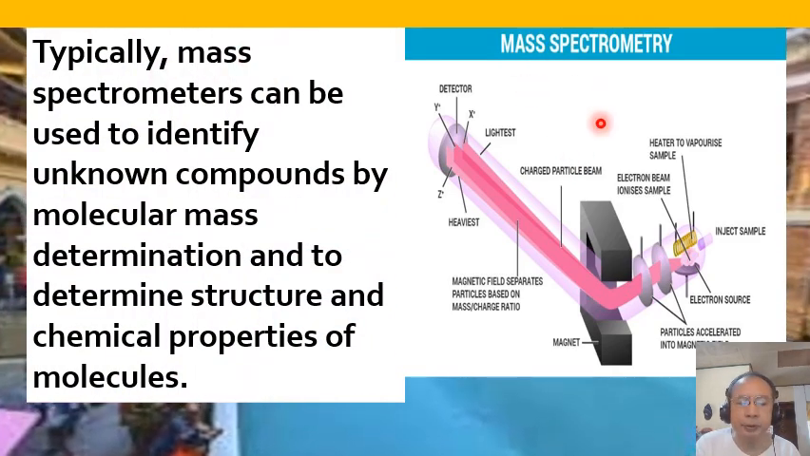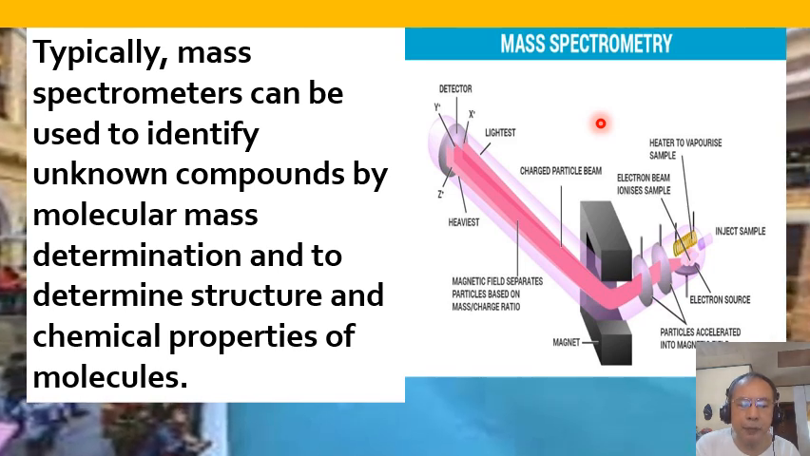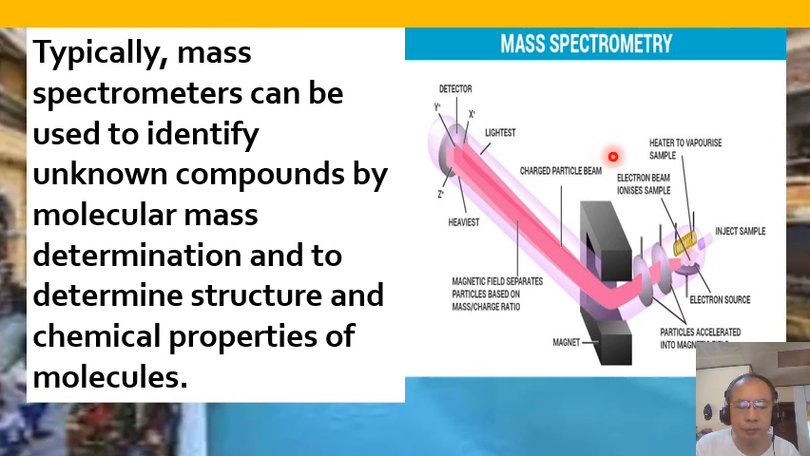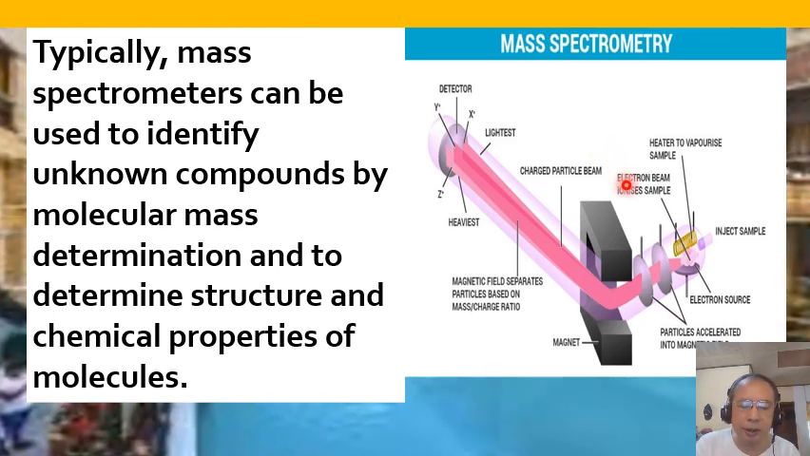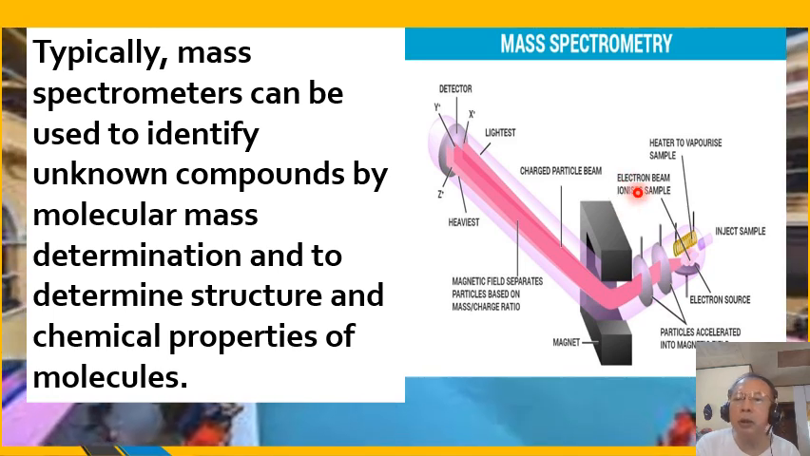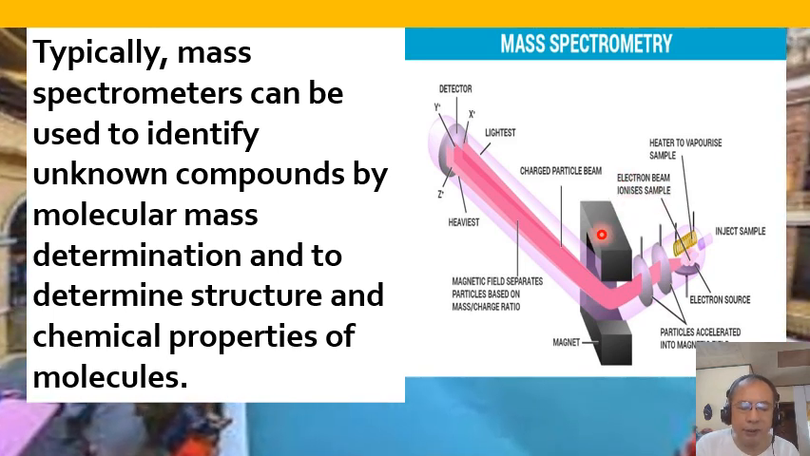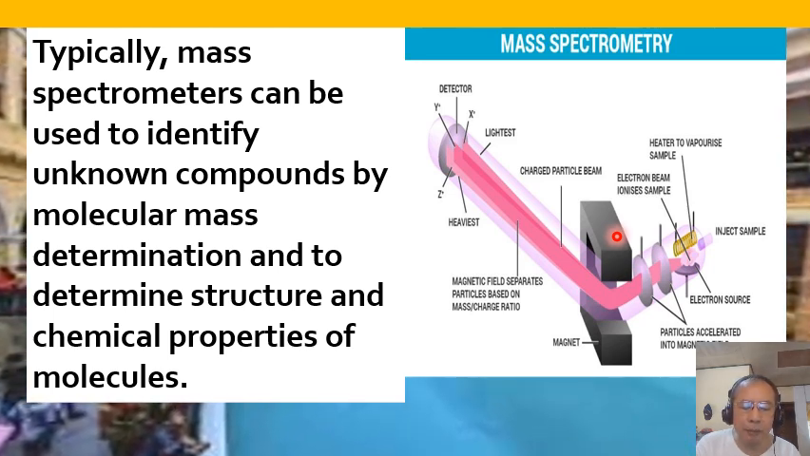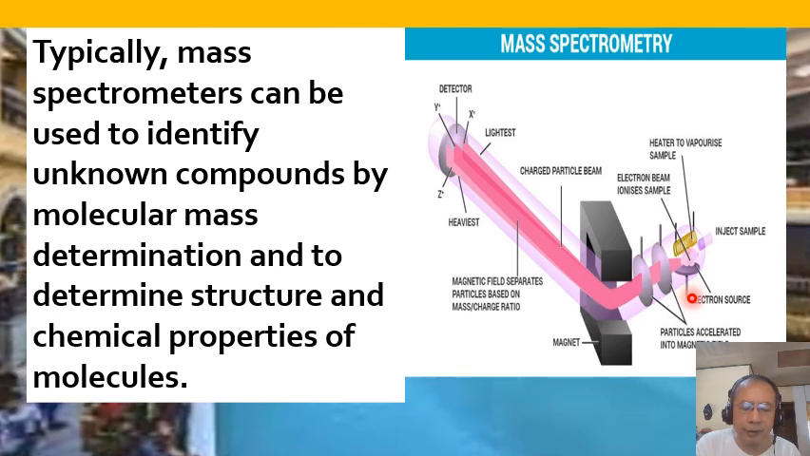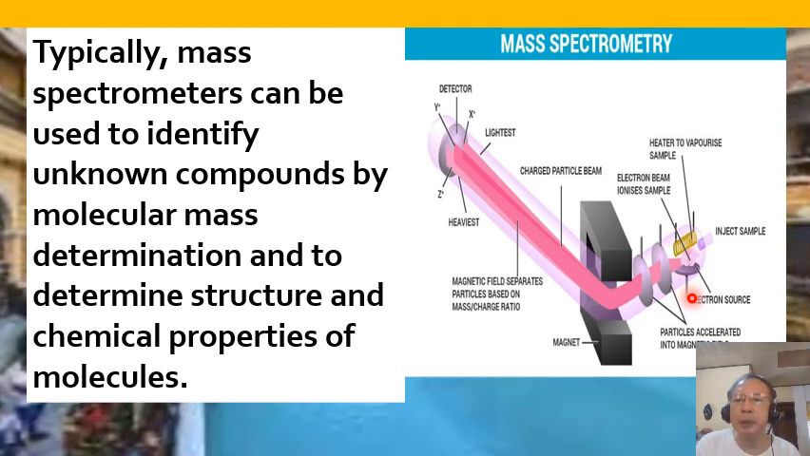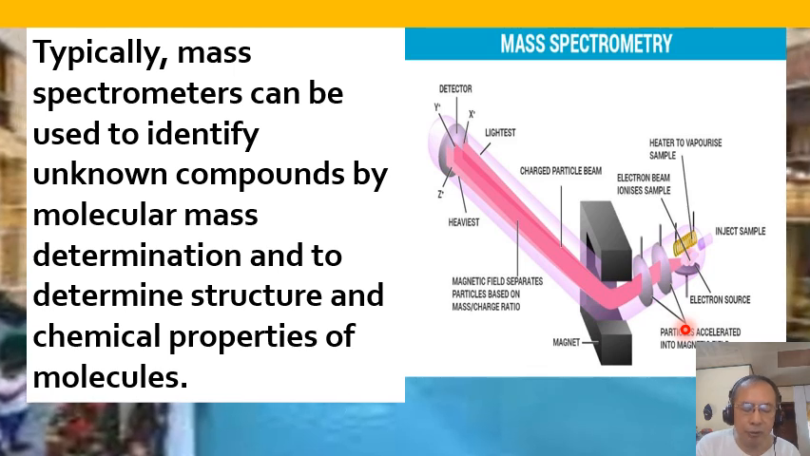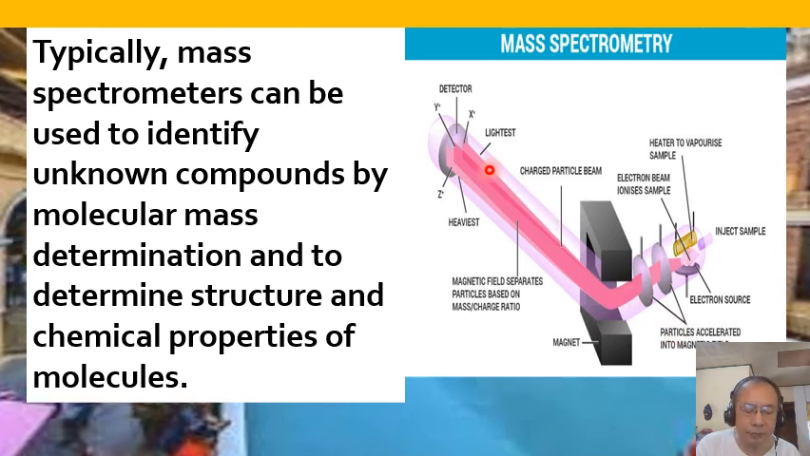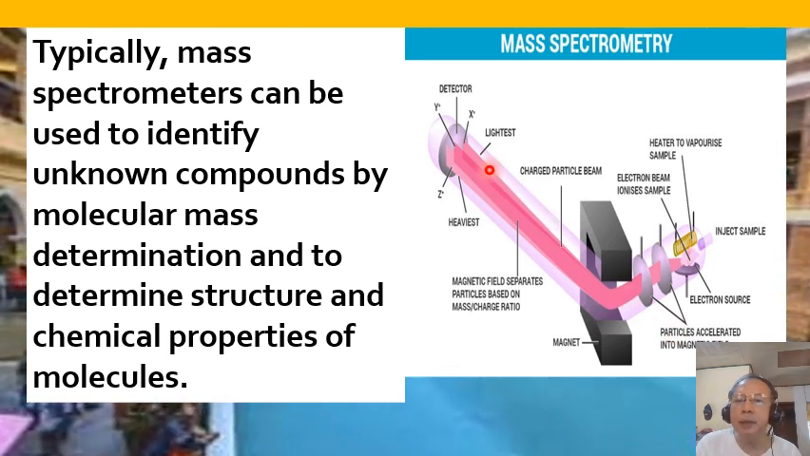Typically, mass spectrometers can be used to identify unknown compounds by molecular mass determination, and also to determine the structure and chemical properties of molecules. Its basic principle is that it generates multiple ions from the sample under investigation. It then separates them according to their specific mass to charge ratio, and then records the relative abundance of each type of ion.